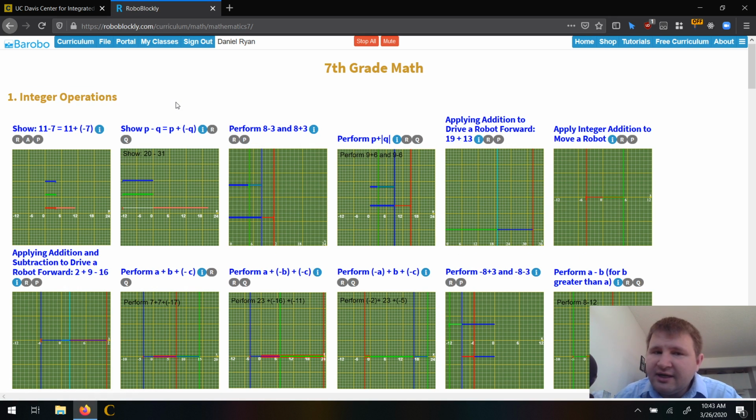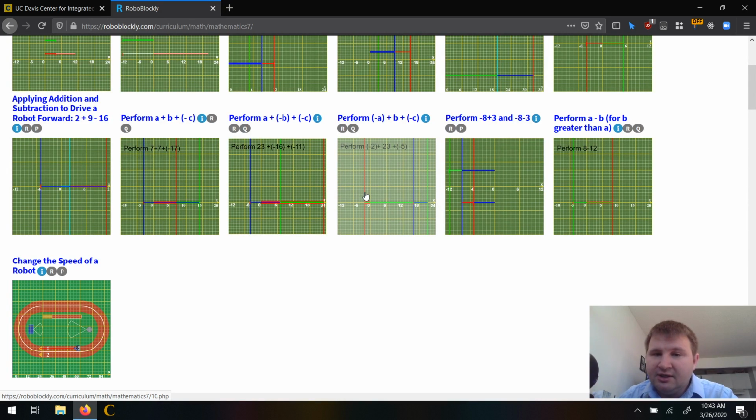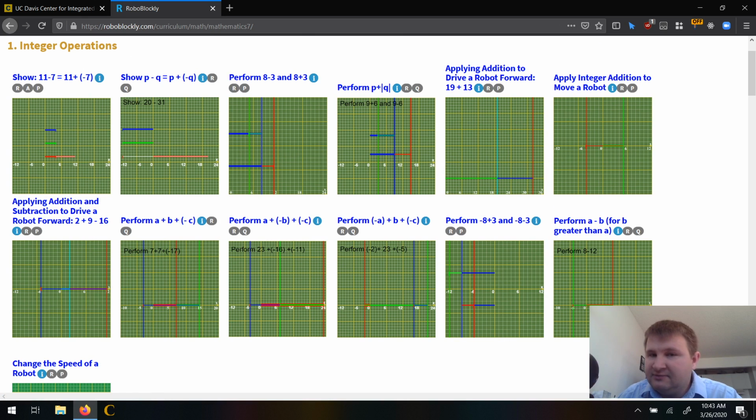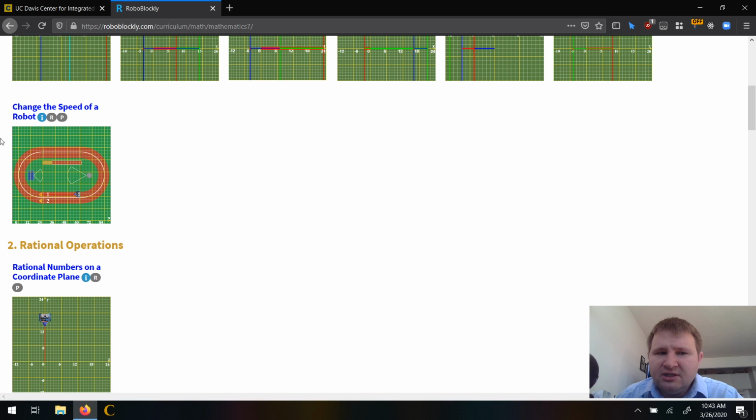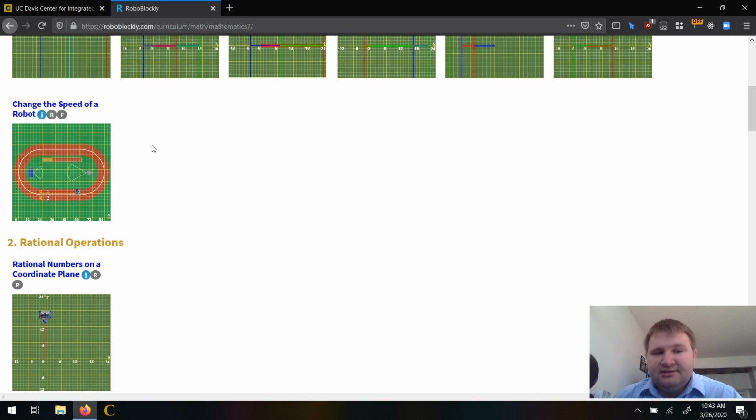So we have a lot of different activities for supporting integer operations here to really get the students familiar with what positive versus negative is, and starting to really understand that numbers represent a value, and that value can go in either direction on the number line, forward or backwards, and so it starts to get a lot more interactive with the practice we have here for integer operations. And then we start using those integers for different things, like changing the speed of a robot, controlling how far it's going in each direction, and so on.